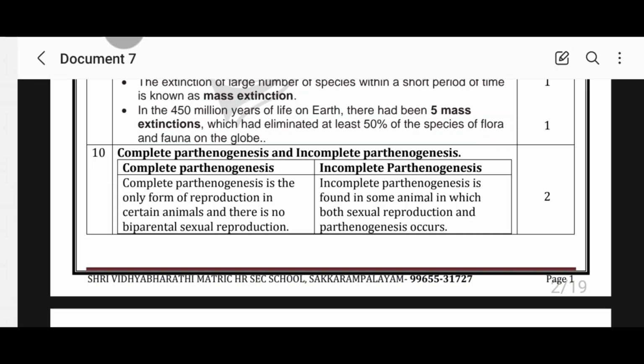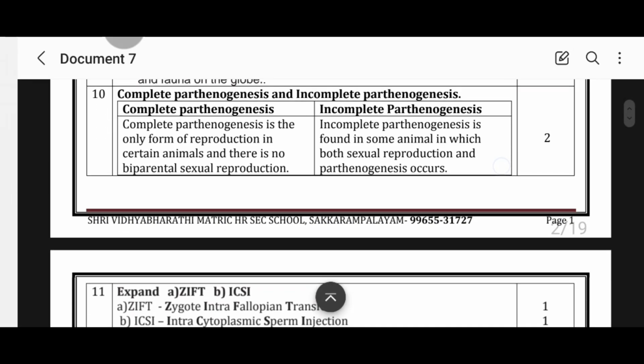Incomplete parthenogenesis is found in some animals in which both sexual reproduction and parthenogenesis occur. For example, honeybees; we have to take honeybees. In incomplete parthenogenesis, in sexual reproduction, male and female fuse and form eggs. Likewise, the unfertilized eggs develop directly into males. So both sexual reproduction and parthenogenesis occur, so it is called incomplete parthenogenesis. Complete parthenogenesis 1 mark, incomplete parthenogenesis 2 marks.